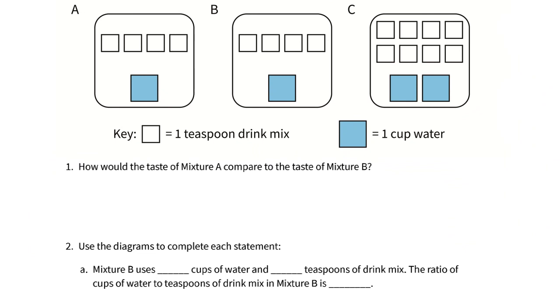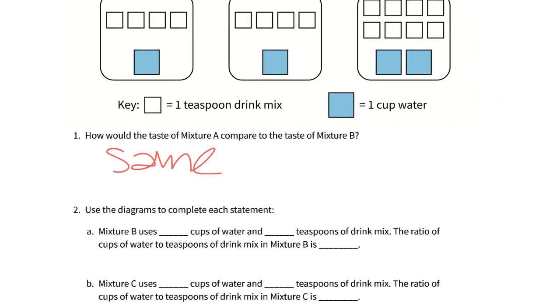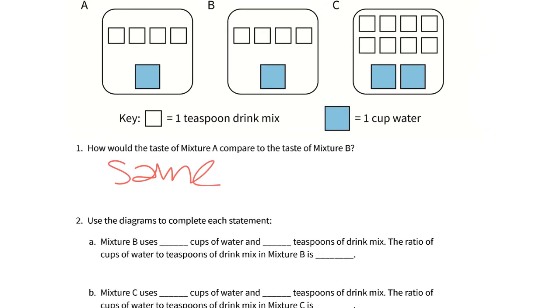There's our ratios again, our mixtures up here. And now let's answer these questions. So how would the taste of mixture A compare to the taste of mixture B? Well, they would be the same, wouldn't they? We kind of talked about that already. And then it says use the diagrams to complete each statement. So we're going to start with mixture B uses how many cups of water and teaspoons of drink mix? Well, B is going to use 1 cup of water and 4 teaspoons of drink mix. So let's do that, 1 to 4.